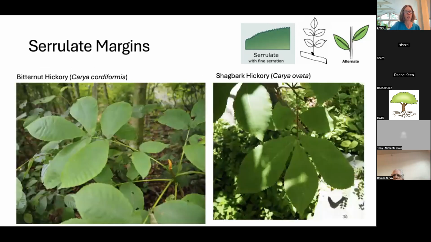All right, and then we have cerulate margins on the bitternut hickory as well as the shagbark hickory. And you can see some of the featheriness or fuzziness on the edge of that leaf there, and same with the edge of our shagbark hickory. You know this is a bitternut because you've got that sulfur yellow bud in the middle, which gives it away all the time. And our shagbark hickory, we don't have the bark here today, but we would be able to identify it through that.